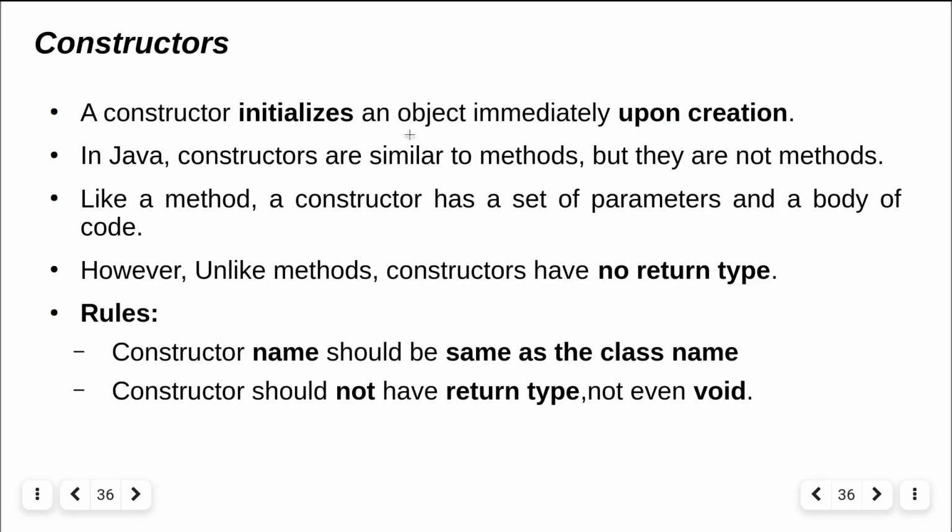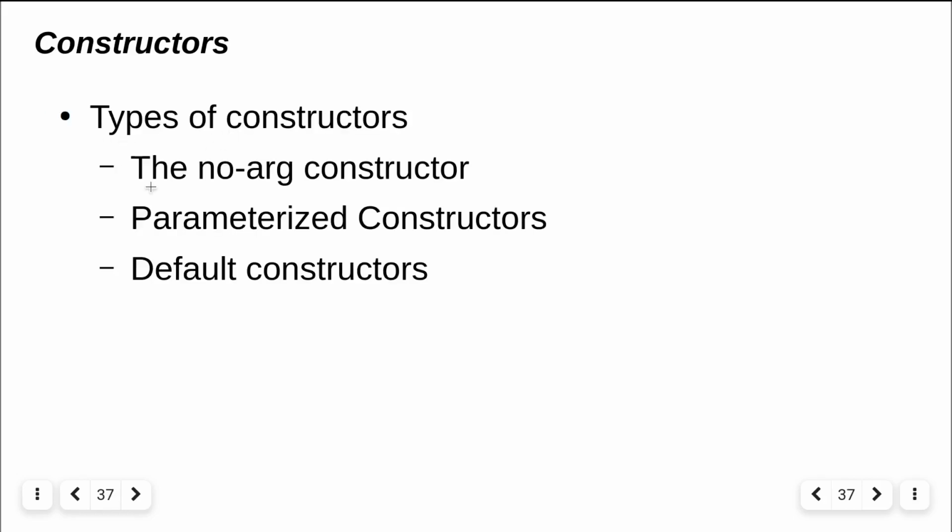A constructor initializes an object immediately upon its creation. In Java, constructors are similar to methods, but they are not methods. Like methods, a constructor has a set of parameters and a body. However, unlike methods, constructors do not have a return type. The constructor name should be the same as the class name. A constructor should not have a return type, not even void. There are three types of constructors: no argument constructor, parameterized constructor, and default constructor.